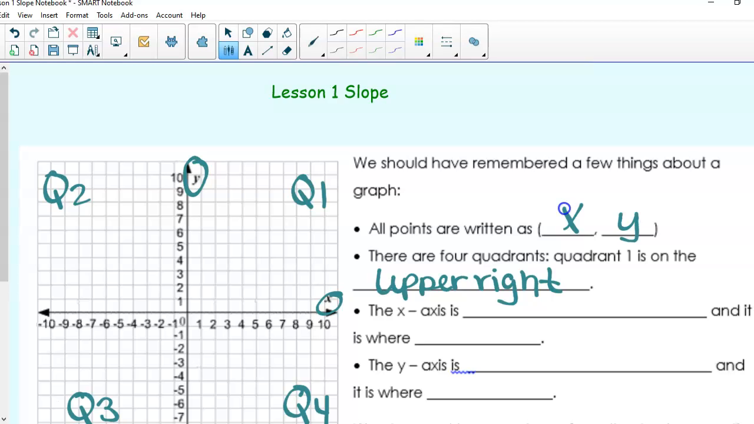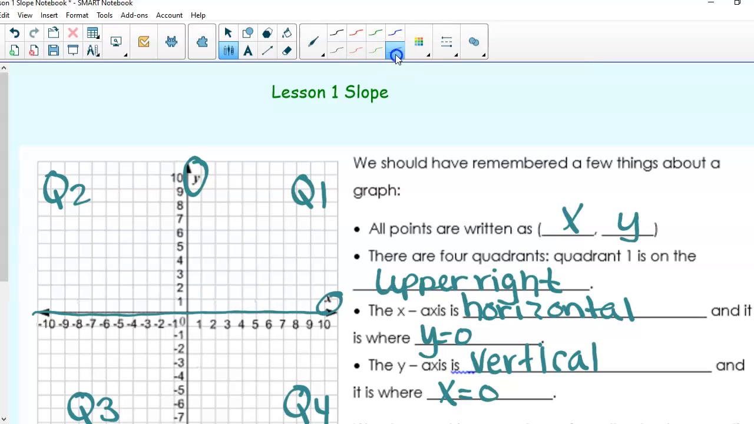The x-axis is your horizontal axis, and it is where y is equal to 0. So if I drew a line through this, like that, the equation of that line would be y equals 0. The y-axis is your vertical axis, so it's the vertical line, and it's where your x is equal to 0. So if I were to draw a line straight through here, it would be the equation x equals 0.